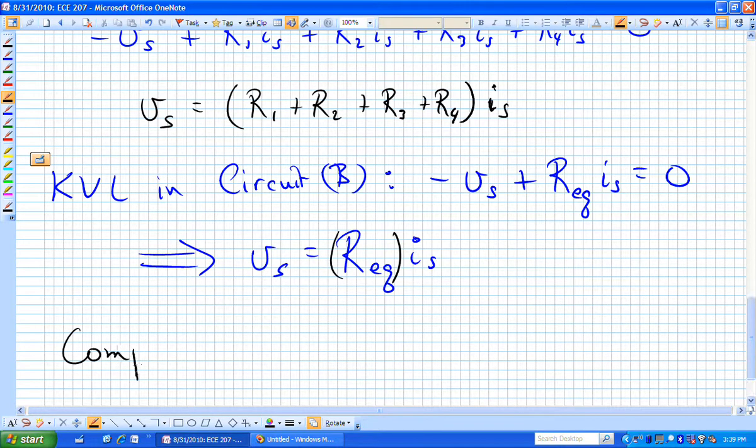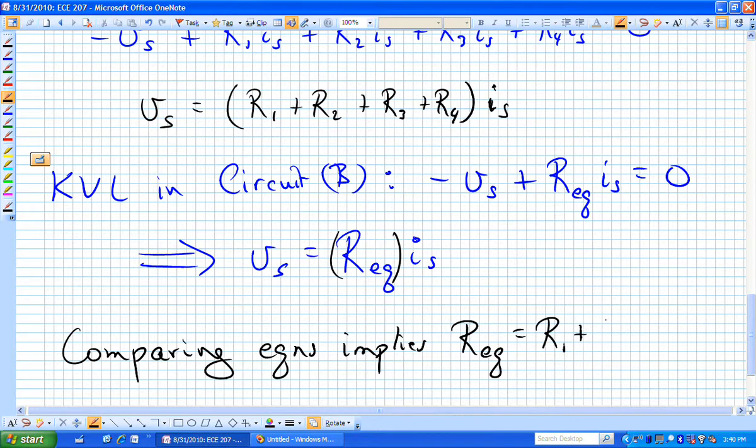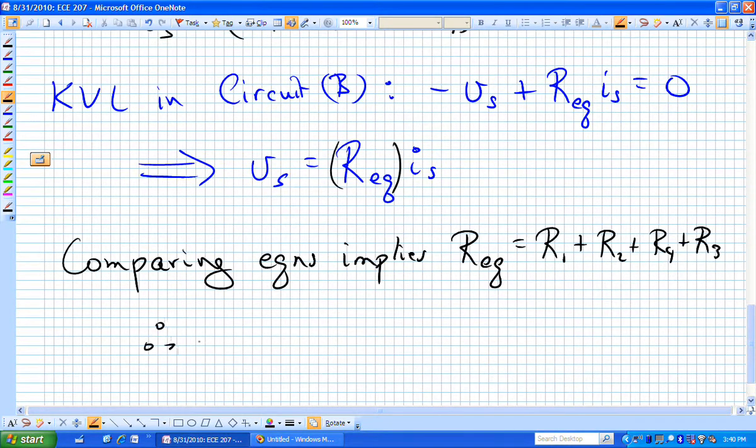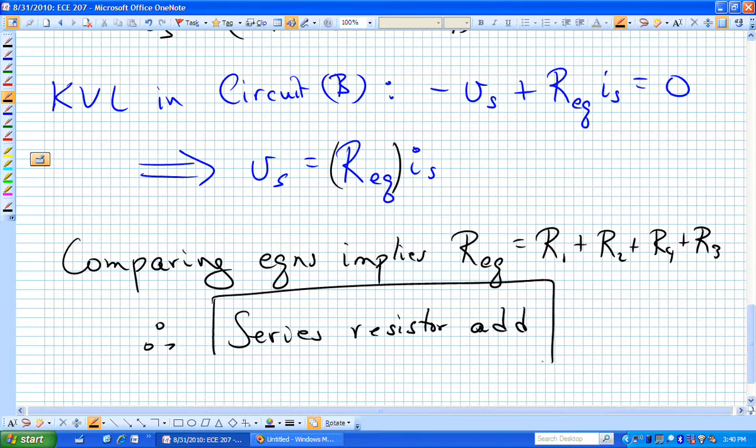So by comparing those equations, that implies that R equivalent, and you don't have to put those out of order. I'm not sure why I did, just to see if you were still awake. You can number yours numerically 1, 2, 3, and 4. Or you could say that series resistors add.